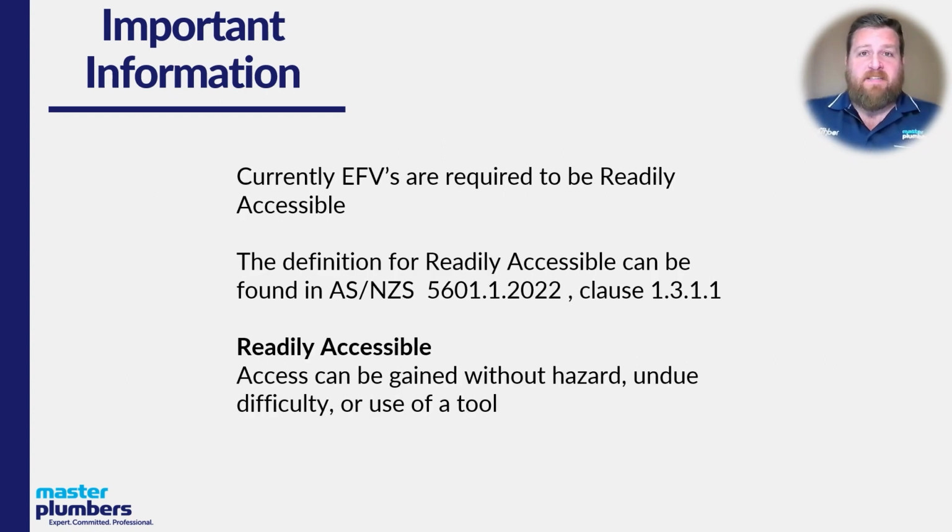So last but not least here on the important information, currently the standard requires excess flow valves to be readily accessible. So readily accessible is defined as access can be gained without hazard, undue difficulty, or the use of a tool. Now, they would consider a ladder a tool, so that's going to play a really big part in where these valves get put. We're hoping that in the near future we're going to see that that clause gets changed on the excess flow valves to make them accessible, which is going to make it a bit easier. But for now, we have to work to the readily accessible.